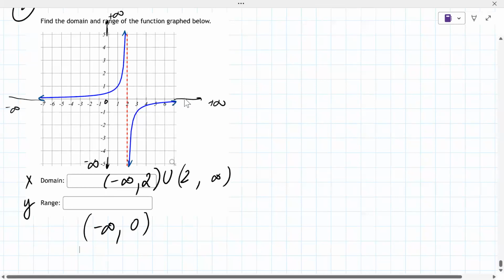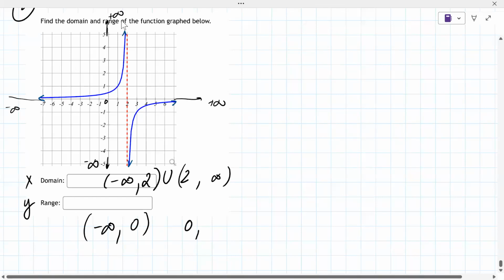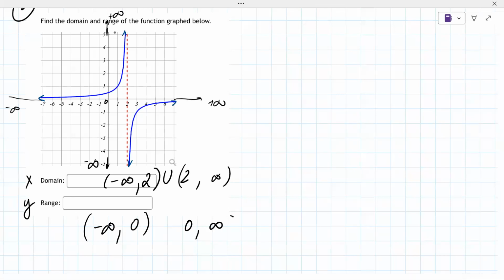It's approaching zero. This is odd, it's weird. You don't care that it's going to the right forever when you're looking at the range. You care about the y value. Then it resets at zero, so it's approaching zero here on the y. And then how far up does it go? To positive infinity.